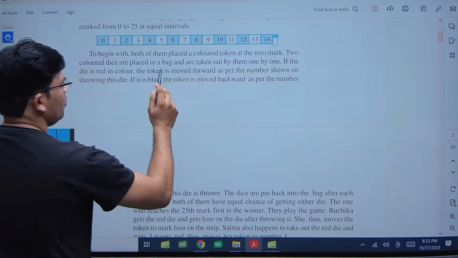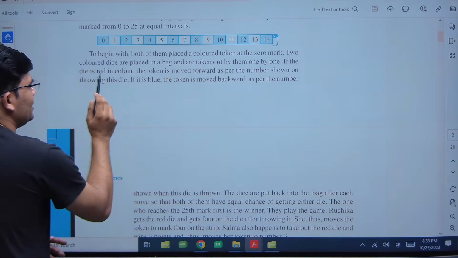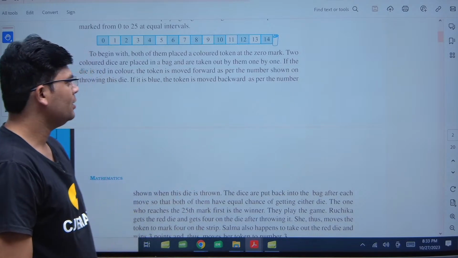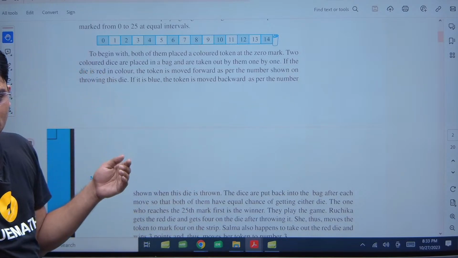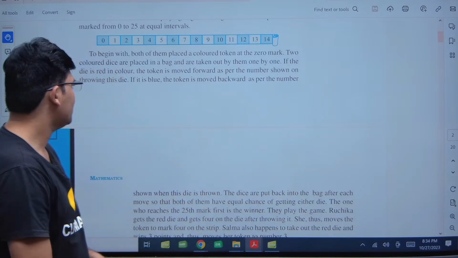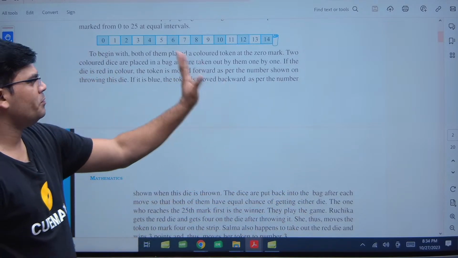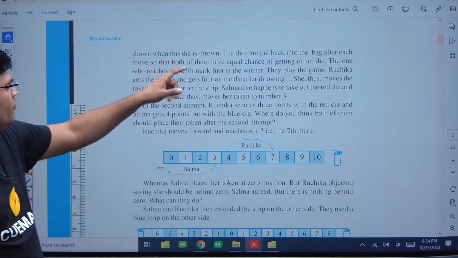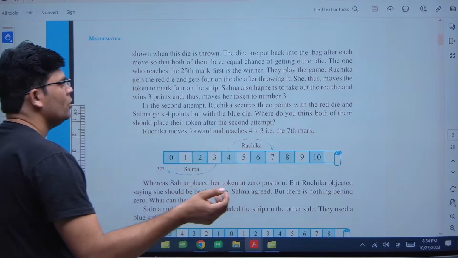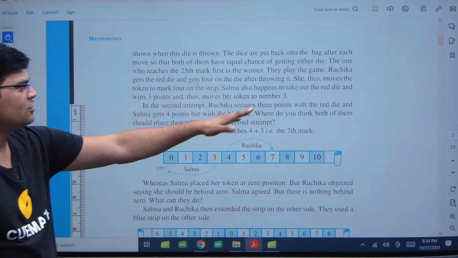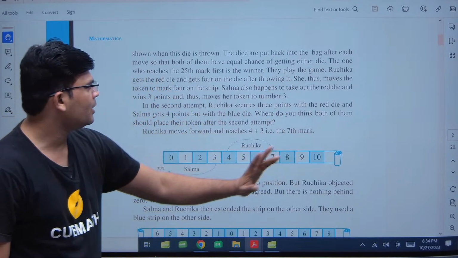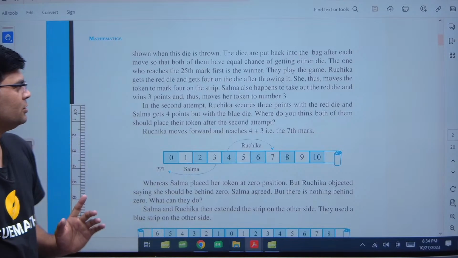Okay, so what happens if the die is red in color? The token is moved forward as per the number shown on throwing this die. Suppose the die comes as 5, so it will move 5 steps further. If it is blue, the token is moved backward as per the number shown when this die is thrown. The dice are put back into the bag after each move so that both of them have equal chances of getting either die. The one who reaches the 25th mark is the first winner.